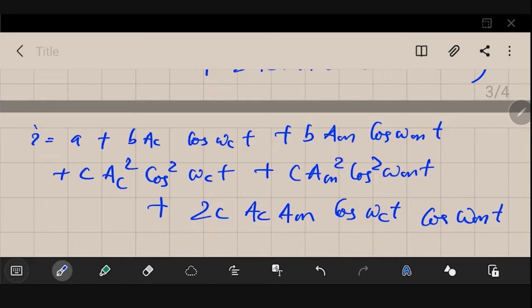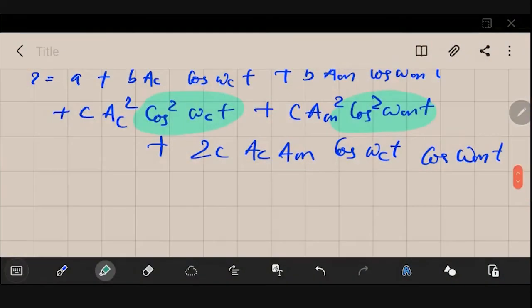Now see, if you could look at these particular terms, let me just highlight them. Here you could see cos square omega ct is there and cos square omega mt is there. So what we could do is express them in this form: 1 plus cos 2 omega ct by 2, or 1 plus cos 2 omega mt by 2. So let us do that. Let us express them in that form.